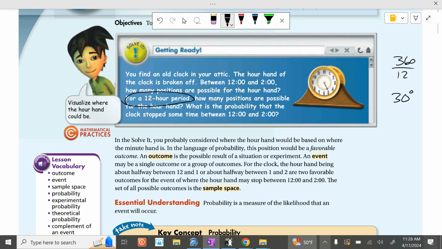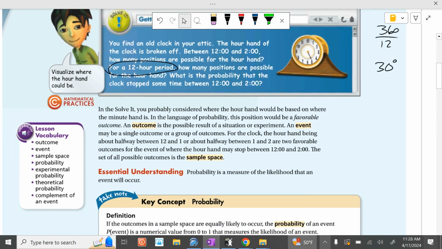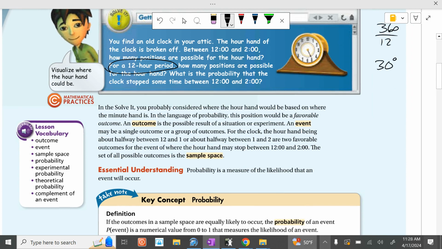Now, how many degrees are in between 12 and 2? Between 12 and 2. There's 60 degrees out of 360 degrees in a circle, which is 1/6 of the time. Okay? So the probability that the clock stops somewhere in between 12 and 2 is 1/6 of the time.